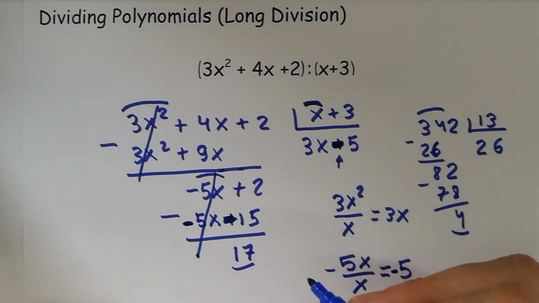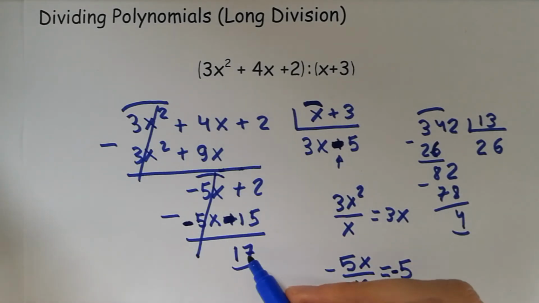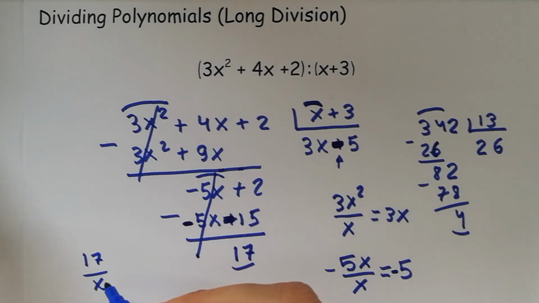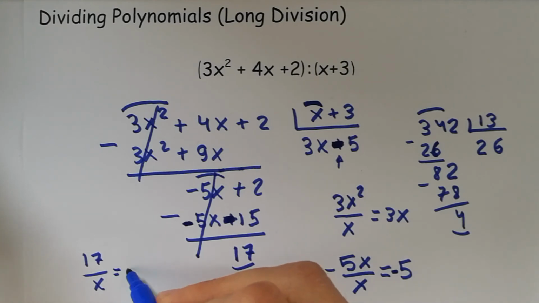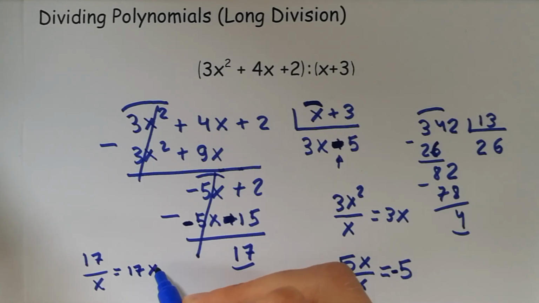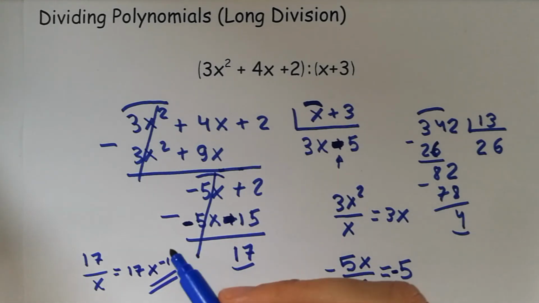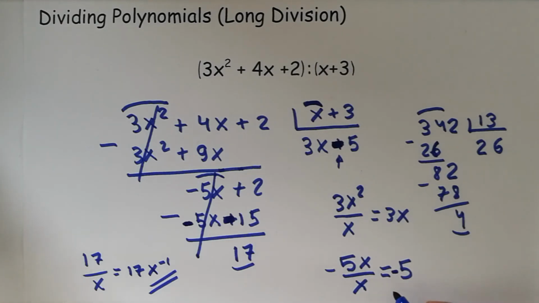Why can't we go on? Someone may say, now you divide 17 by x. But if you do that, you would get something with negative exponents, so this is not what we want to get. When we get a number, when we get negative exponents, the division is finished.